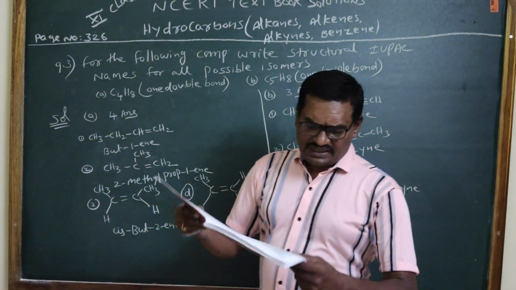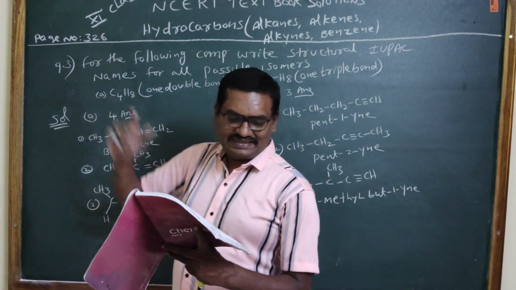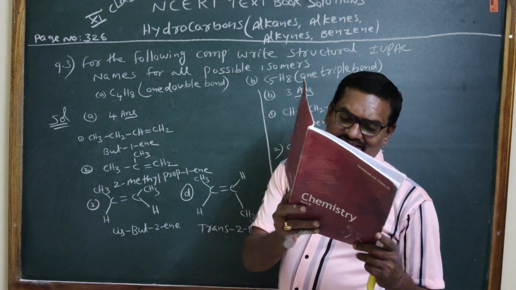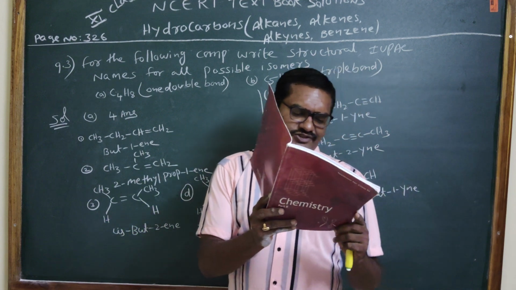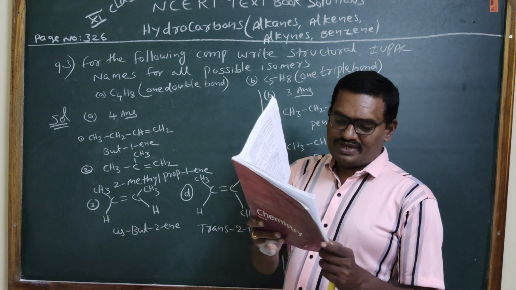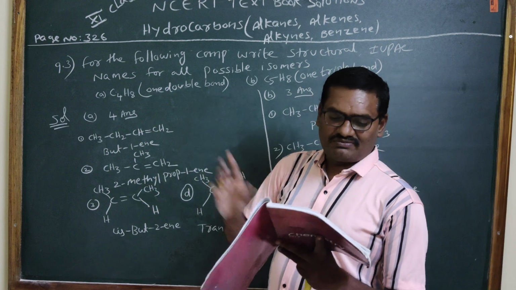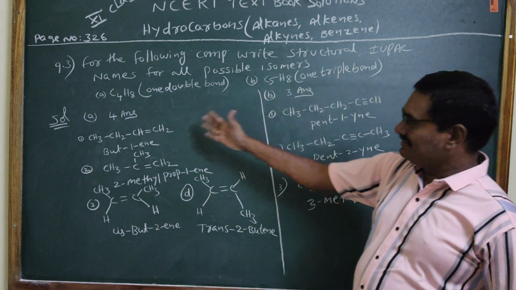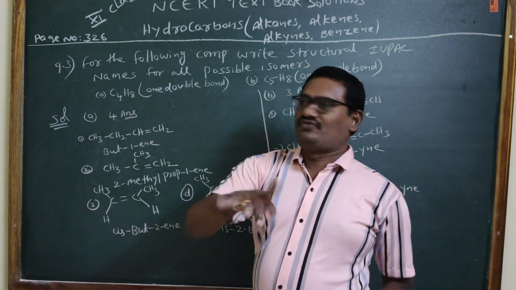Next one, 9.3, page number 326. For the following compounds, write structural formulas and IUPAC names for all possible isomers having the number of double or triple bonds as indicated. A: C4H8, 1 double bond. B: C5H8, 1 triple bond. Then C4H8 with 1 double bond has four structures.